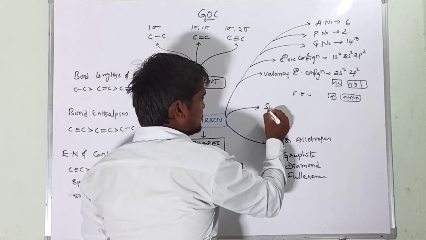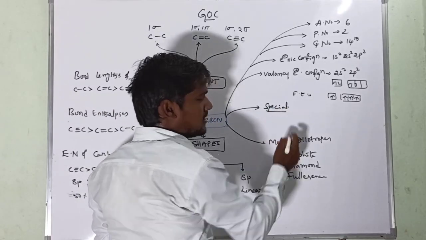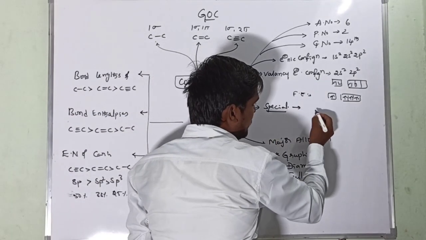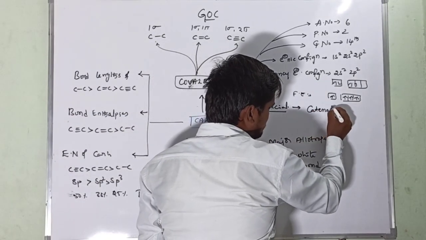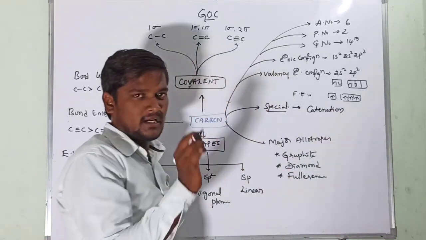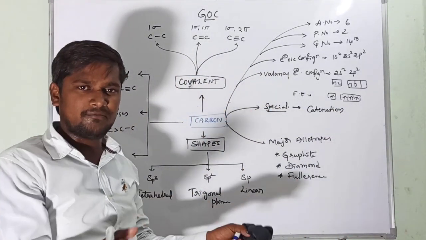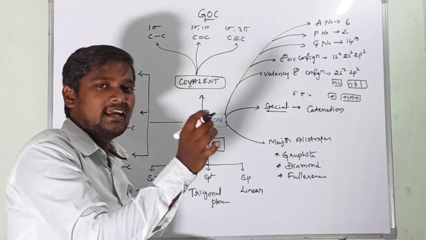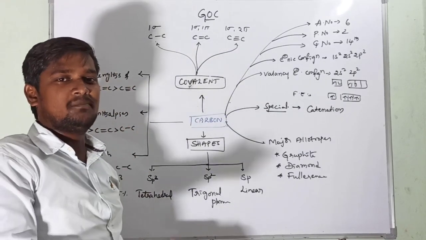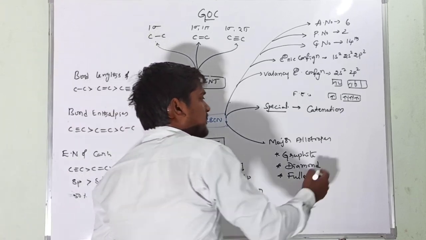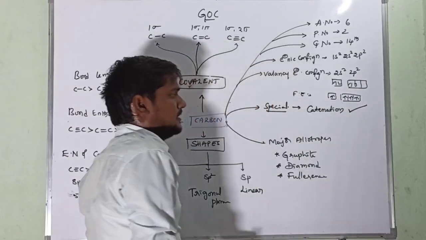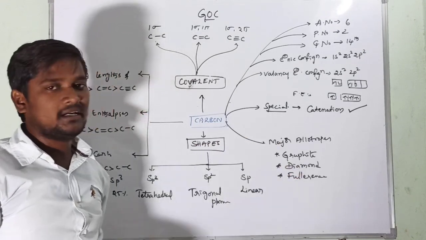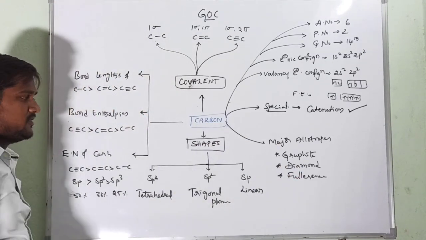Again, it has a special character compared to other elements. That is simply that it forms catenation. So that is the major advantage of carbon atom: it forms a huge number of organic molecules. It undergoes catenation and has more catenation power. Again, the major allotropes are simply graphite, diamond, fullerenes, coal, etc.